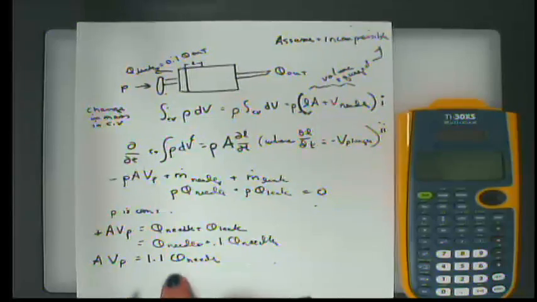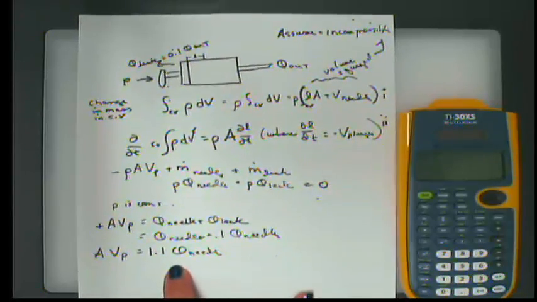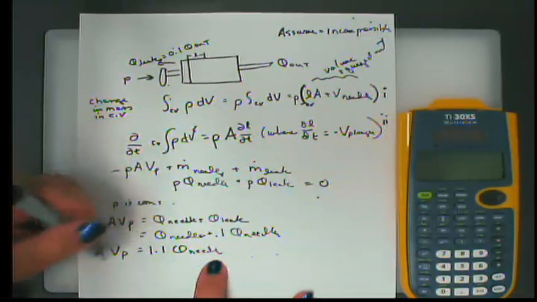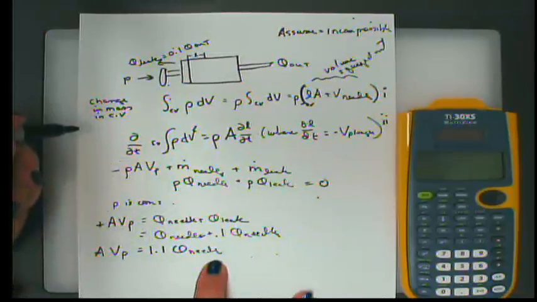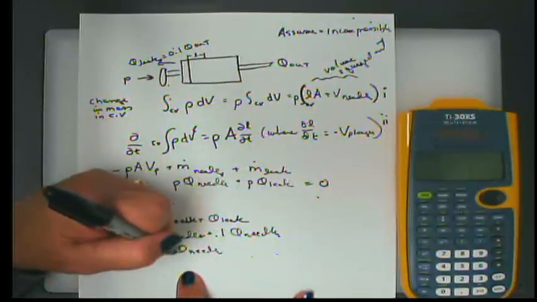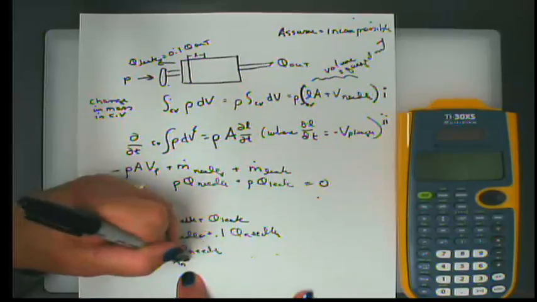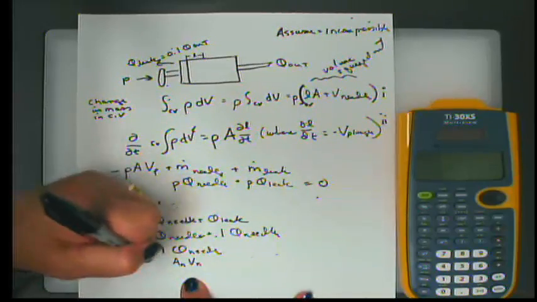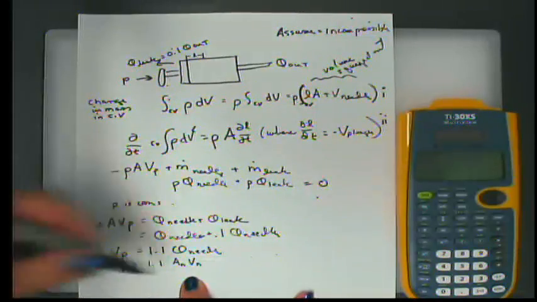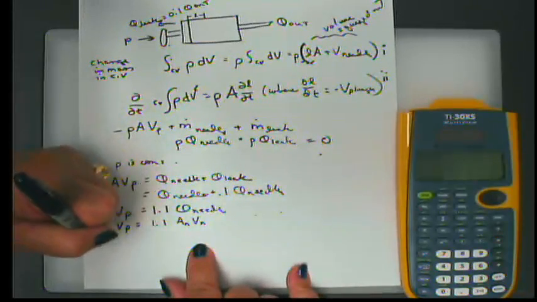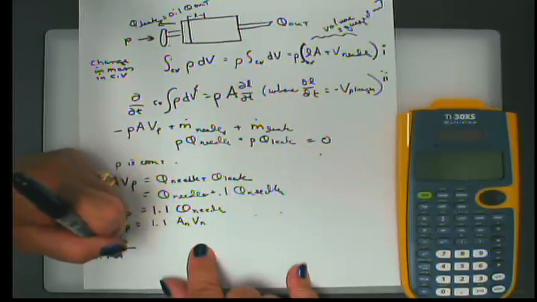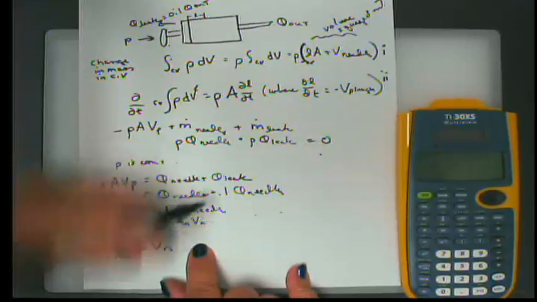All right, so continue with that idea then. What are we looking for? We're looking for the velocity of the needle. Okay, well, this is the area of the needle times velocity of the needle, right? So if we wish to solve this for the velocity of the needle, we can say the area of the plunger times velocity of the plunger divided by 1.1 times the area of the needle is equal to velocity of the needle.